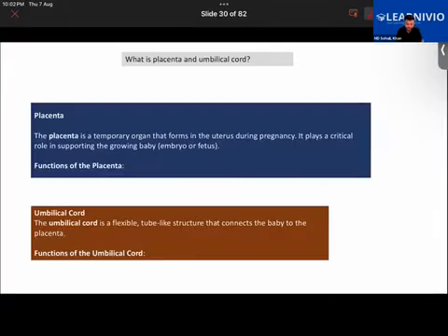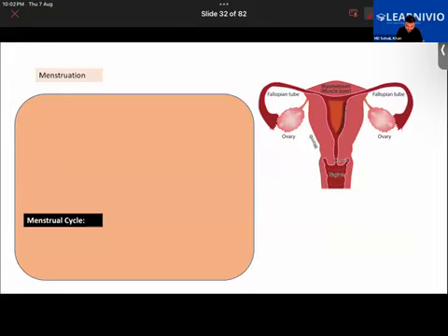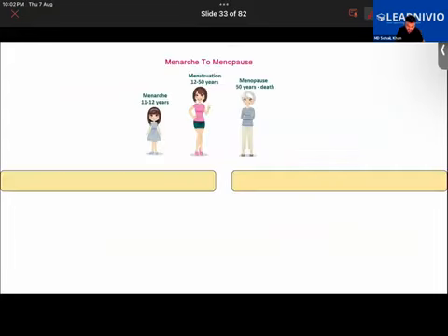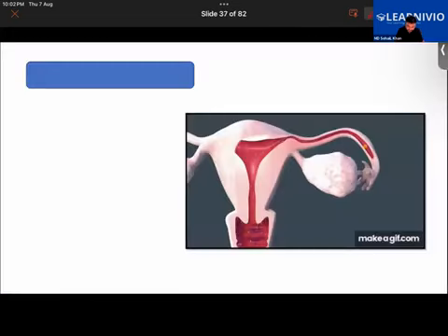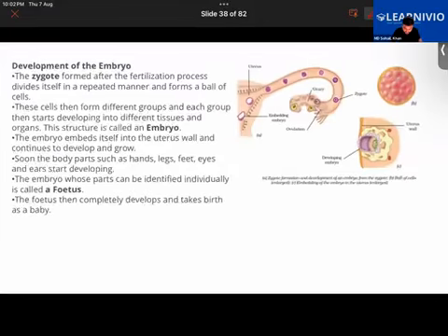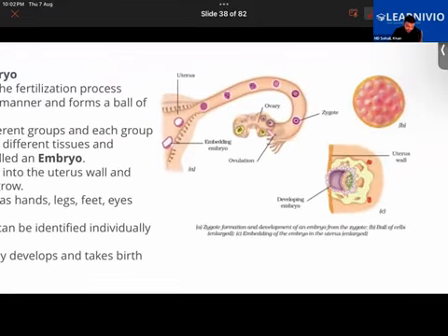Now, other than these main structures, there are two more very important structures. One is not initially present in the female reproductive organ, but it forms in the uterus during pregnancy. As you have seen in that animation, when the fertilized egg, that is the zygote, is embedded into the wall, thereby what will happen?